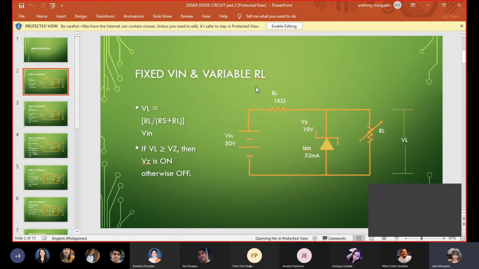So, this is fixed V in and variable RL. Ito, na-adjust na natin yung RL. So, we may use a potentiometer. Pwede natin gamitin potentiometer sa RL para mabago-bago natin yung resistance. Let's say you have an RL of 1 mega ohm. Meaning, pwede mong baguhin yung resistance from 0 to 1 mega ohm. Adjust mo siya, iniikot-ikot. Okay? Potentiometer.